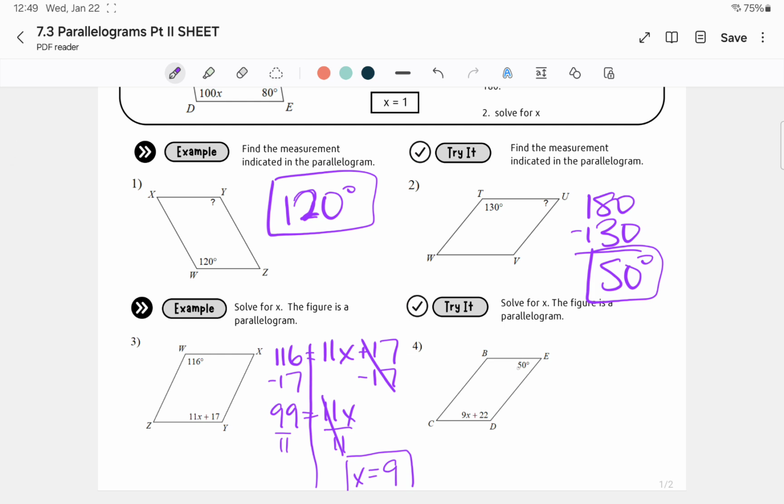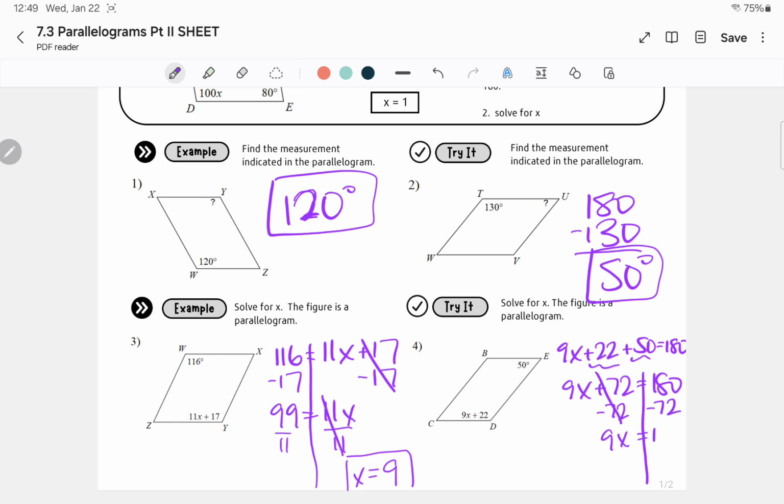For number 4, right, E and D, these angles are next to each other, so they're going to add to 180. So 9x plus 22 plus 50 is going to equal 180. So let's combine like terms. That's 22 and 50. That gives us 72. So bring down the 9x. These combine to 72, and it still equals 180. And now we can solve by subtracting 72 from both sides. That gives us 9x on the left and 108 on the right. And let's divide by 9. So 108 divided by 9 is 12, so x is equal to 12.